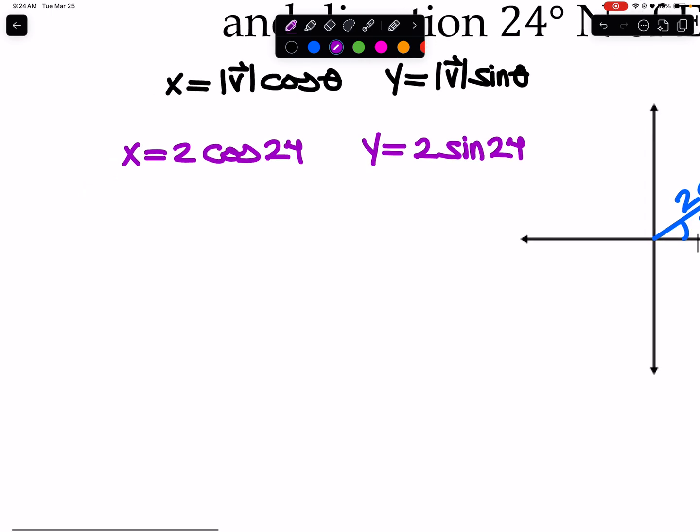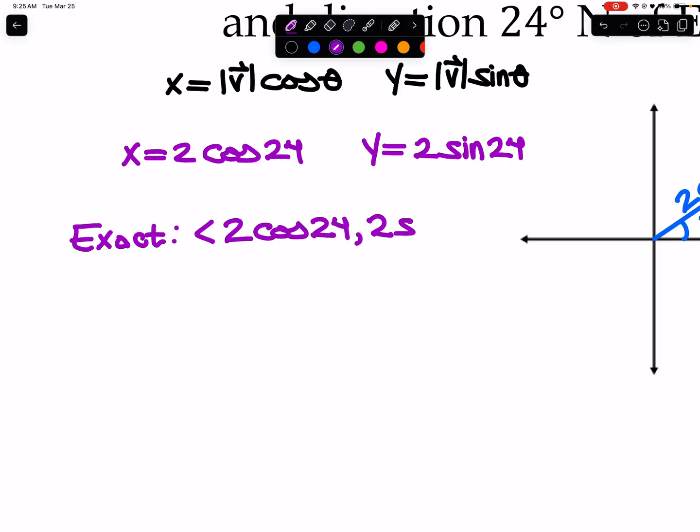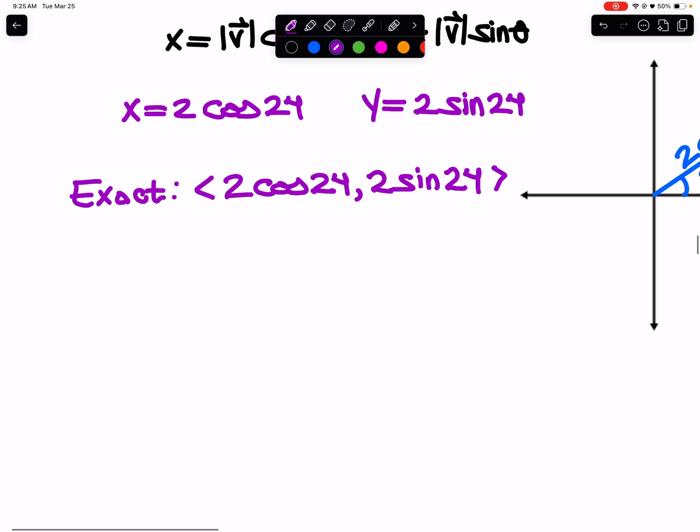And then when you get here, I can write my component form in exact form, or I can write it in approximate form. So exact form is if I just leave it in terms of sine and cosine. So my coordinate, using parentheses here, would be 2 cosine 24, comma, 2 sine 24. And then if I want the approximate, this is where you're going to actually plug in these values on your calculator. So make sure that your calculator is in degree mode, because if you are in radian mode, you will get all the wrong answers before you even start.